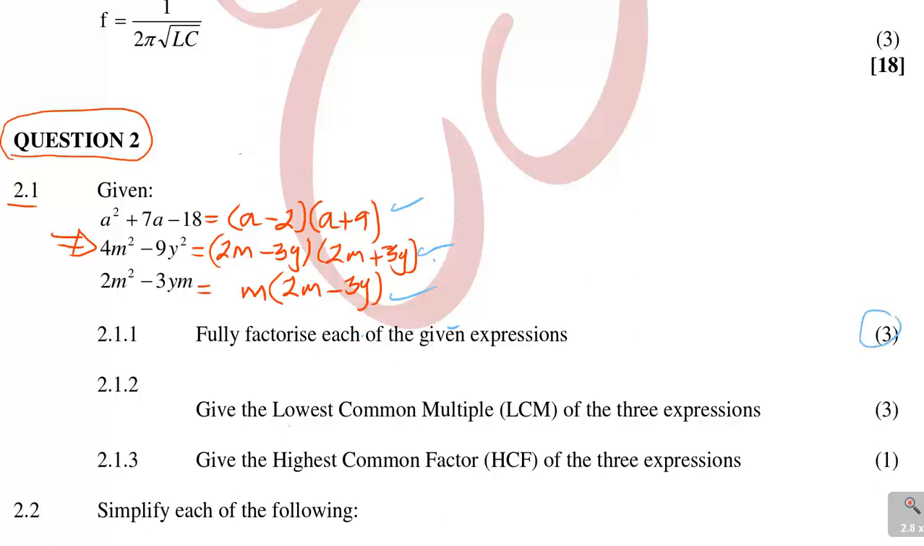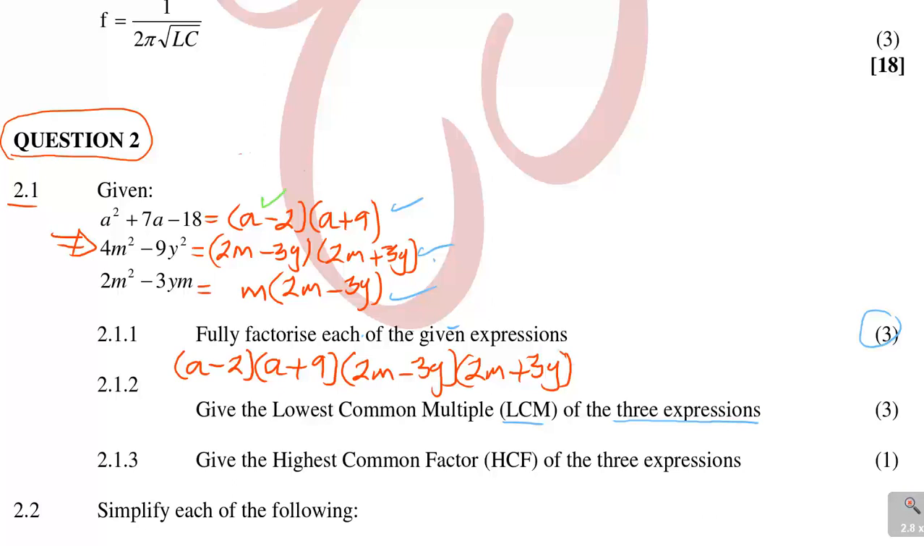The next question now says, give the lowest common multiple LCM of the three expressions. Now, when we are finding the lowest common multiple LCM, what you need to do is ensure that all of the brackets are represented. So, for example, the first bracket is a minus 2. I need to make sure that you write everything so that it's represented. I have a minus 2. Next is a plus 1, plus 9. Next is 2m minus 3y. Next is 2m plus 3y.